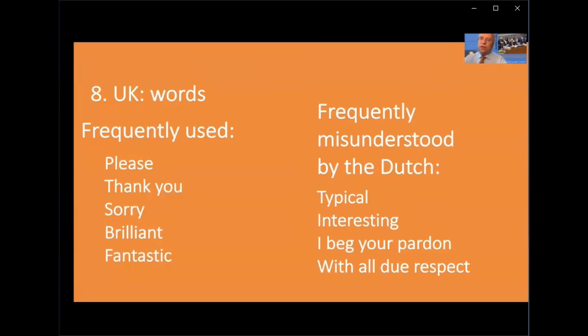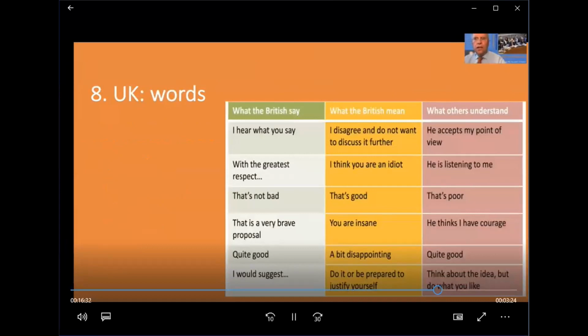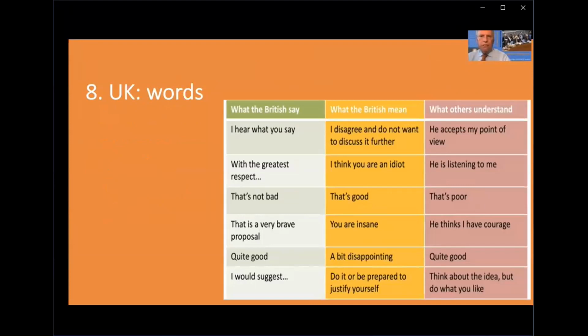There's even a whole website. I'll go to the next slide, please, and I'll give you some examples. If a British person says, that's not bad, the British usually mean that's good. What a Dutch person would hear would be, that's poor. Or, that's a very brave proposal. That's what a UK person says. What is meant is you're insane. And many Dutch people would say, well, you think I have courage.